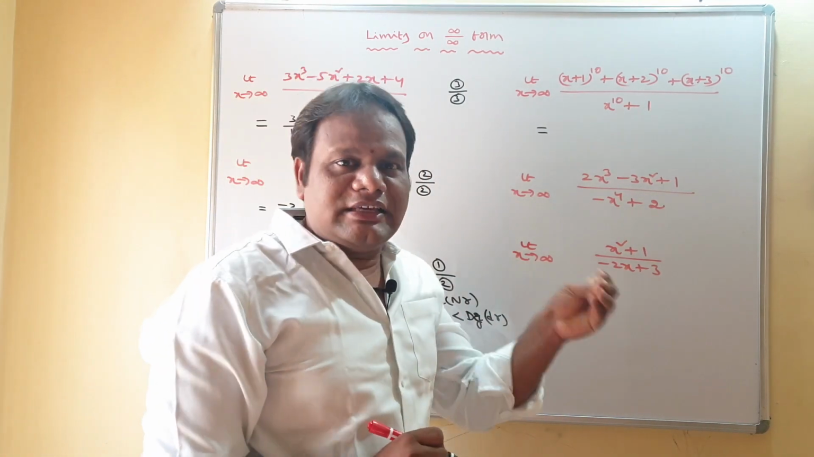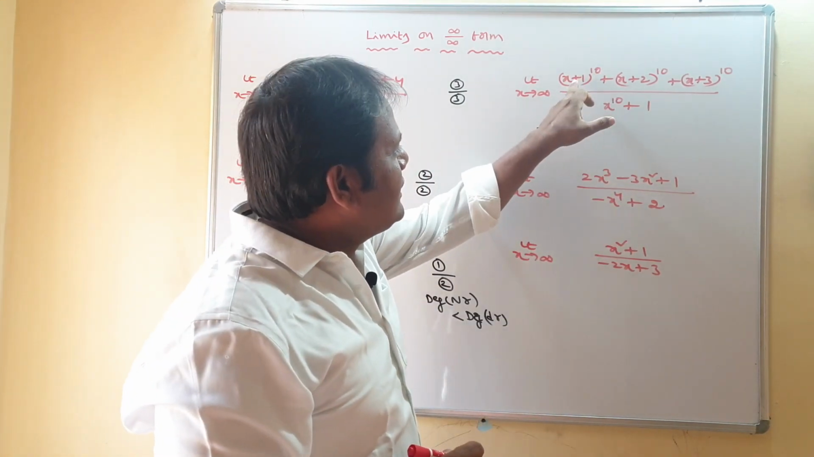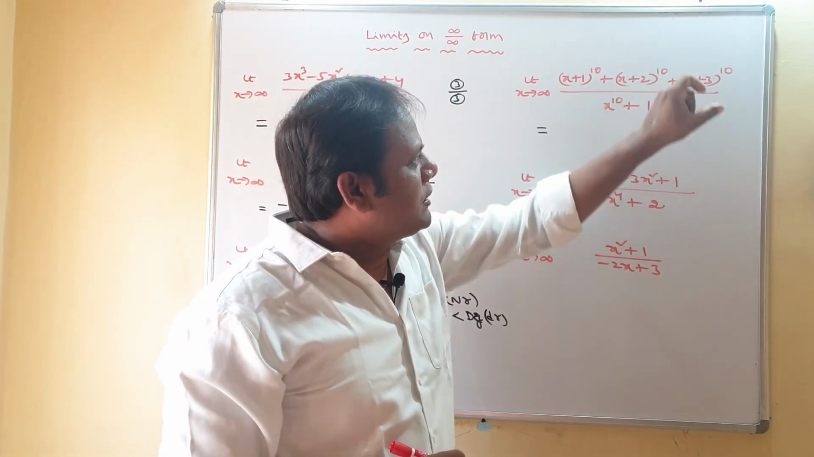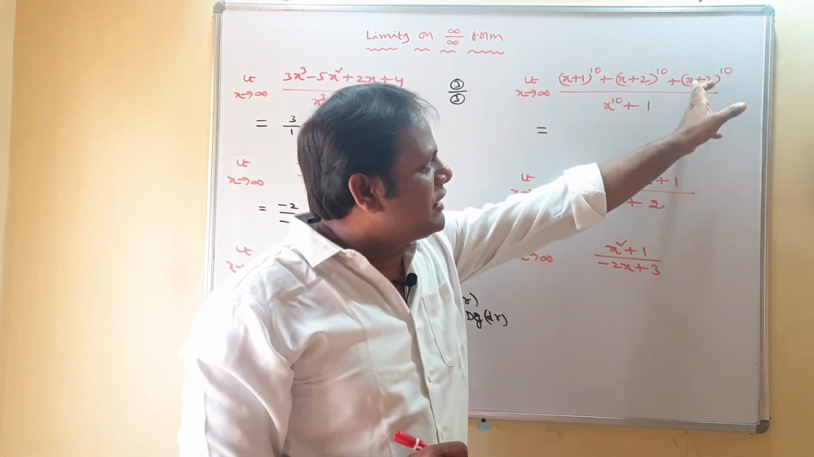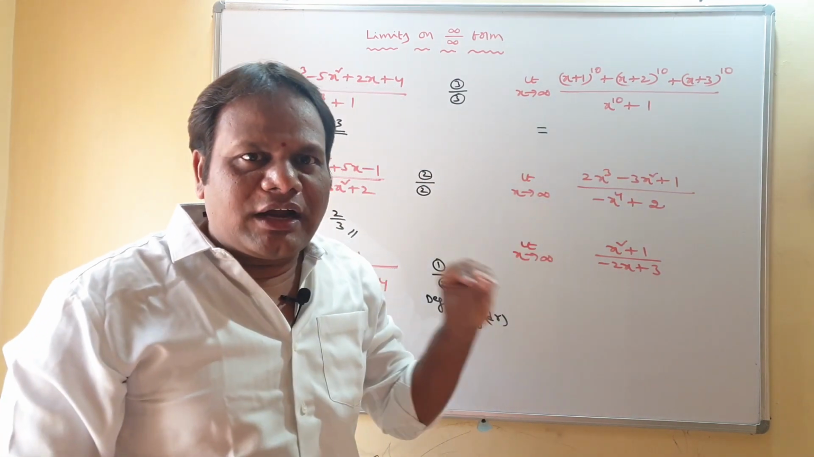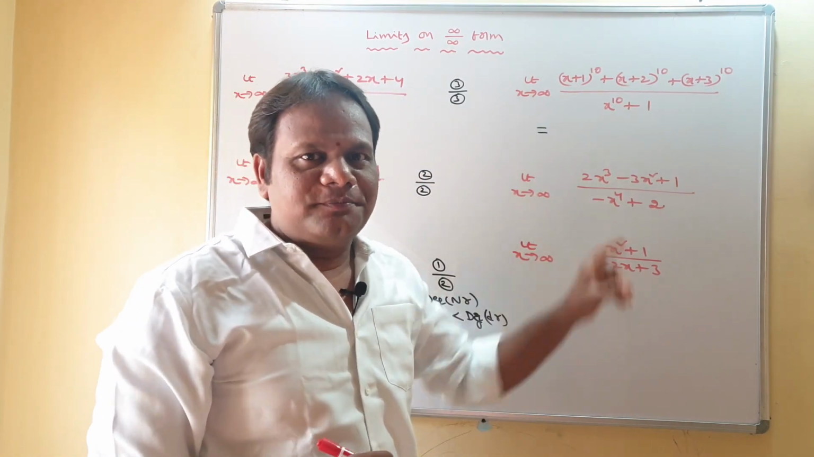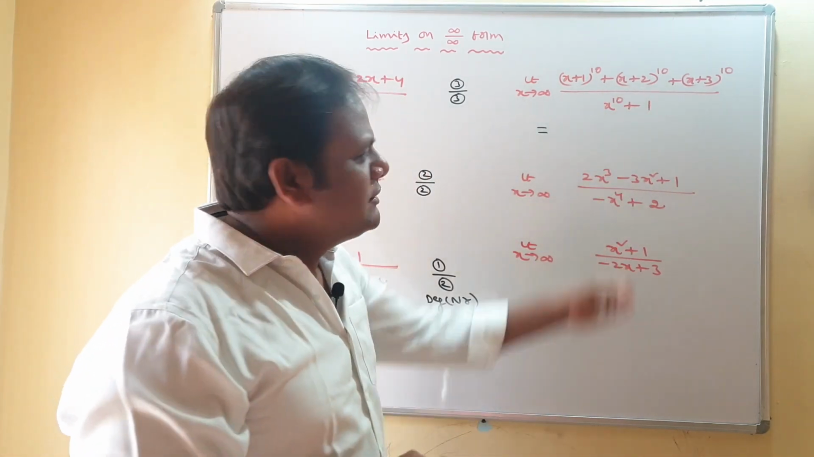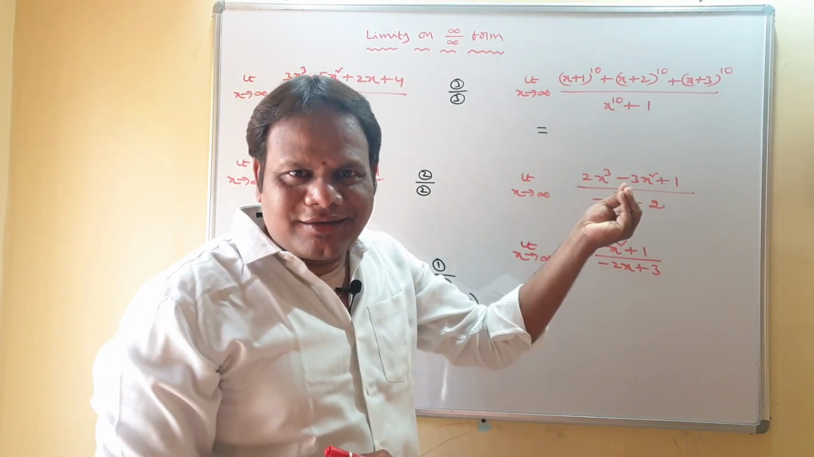In this, the highest power is x power 10. So what is the highest power in the numerator? That is 10, right? Coming to the denominator, what is the highest power? Yes, that is also 10, right?